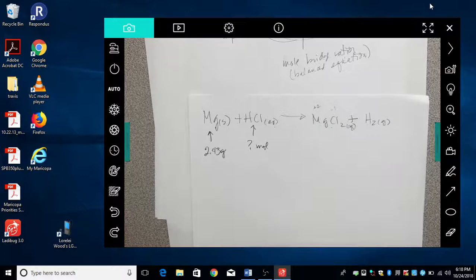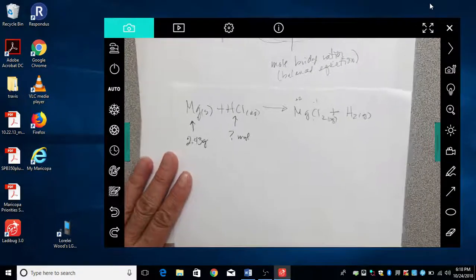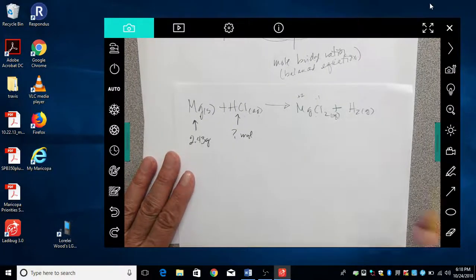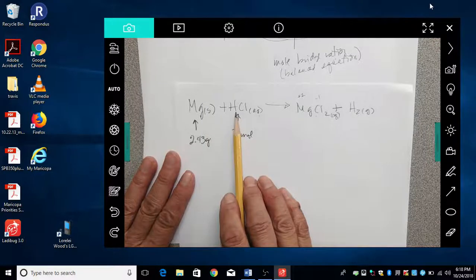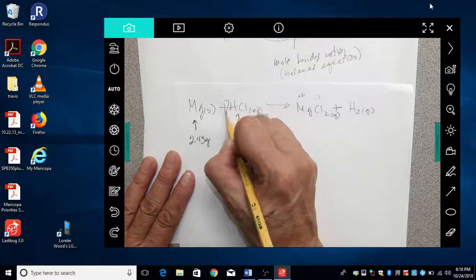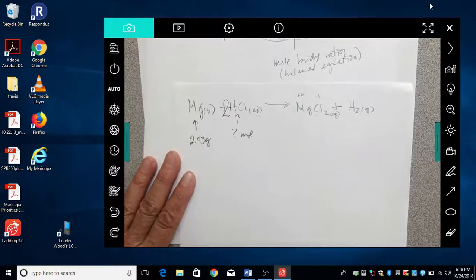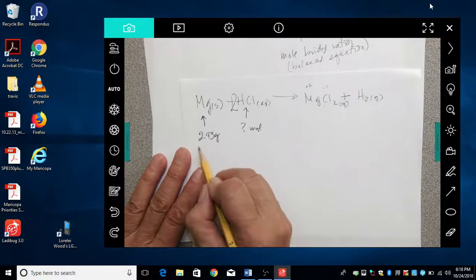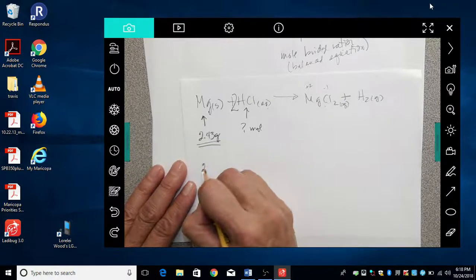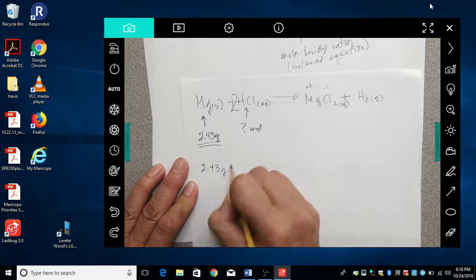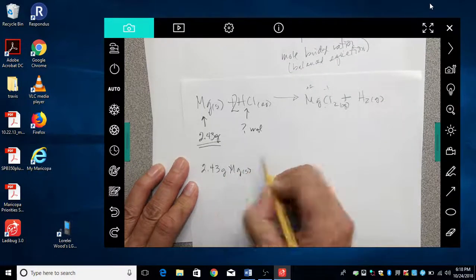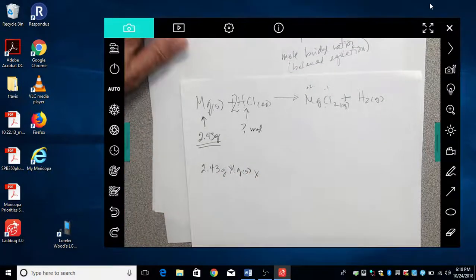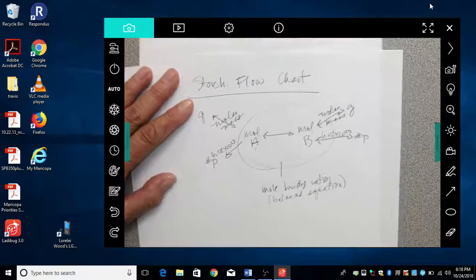Now we have to balance it because the coefficients are actually really important to these equations. Well, the H's need to be balanced as well as the Cl, so I think we can balance everything by putting a 2 in front of the HCl. Now we're going to start with our known quantity, in this case 2.43 grams of magnesium solid, and we have to look at our stoichiometric flow chart.